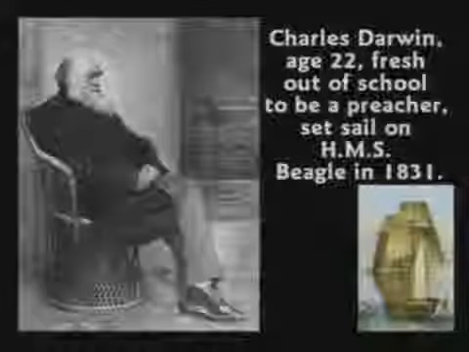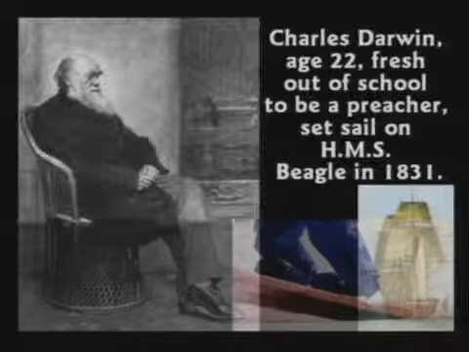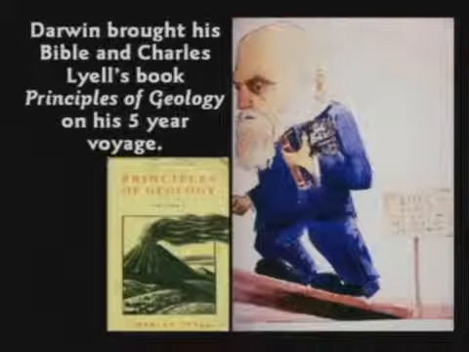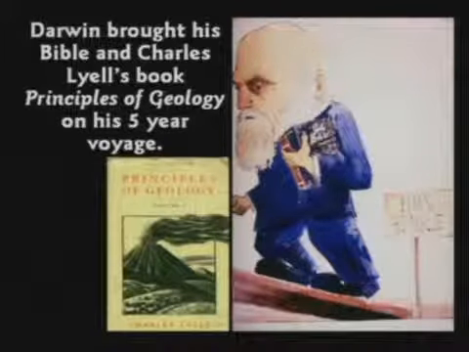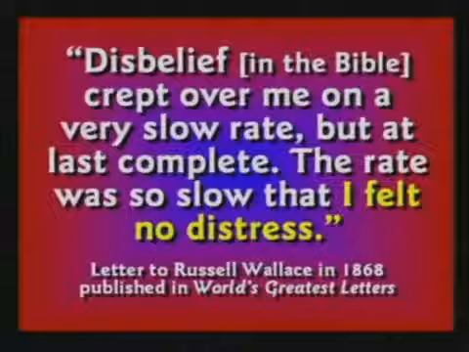Darwin graduated from Bible college to be a pastor at the Church of England. He sailed around on board the Beagle for 5 years, and he collected bugs. While he was sailing around, he brought some books with him to read. He brought Charles Lyell's book that talked about the geologic column, and that's the book that destroyed his faith. It changed his life forever. Darwin later wrote to his friend and said, "Disbelief crept over me at a very slow rate, but at last was complete. I felt no distress." He slowly lost his faith in the Bible.